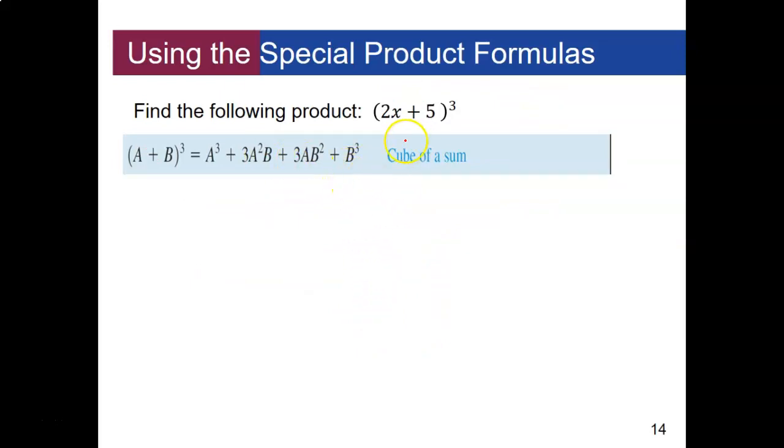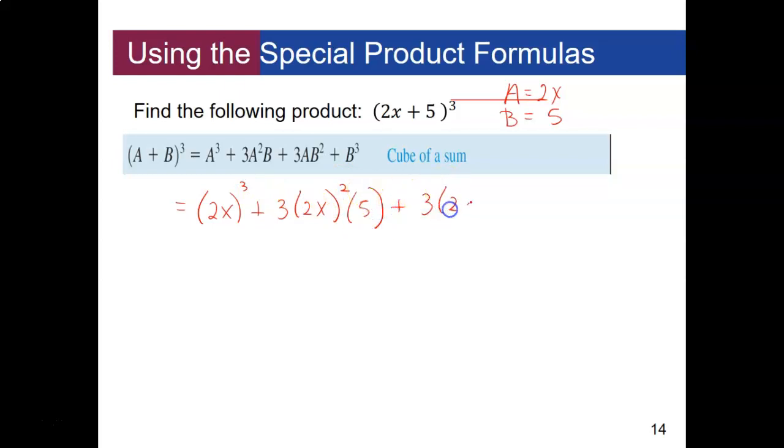Okay, looking at this one here that we have, on this one our a is going to be 2x and our b is going to be 5. We need to go ahead and use the addition formula. So if we plug in here, we're going to have 2x to the 3rd plus 3 times 2x squared times 5 plus 3 times 2x times 5 squared plus 5 to the 3rd. Okay, if we go and simplify each of these, 2 to the 3rd would be 8, x to the 3rd.